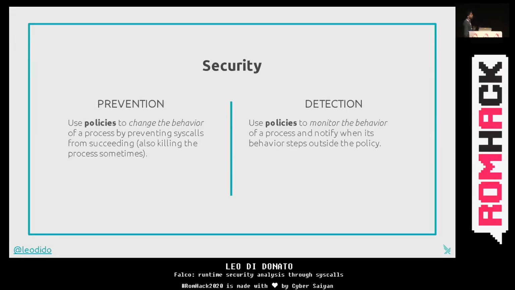Tools in this category usually change the behavior of a process by preventing system calls from even happening, while the policy concept in the other category is a bit different. The concept there is to define some policies, to monitor the behavior of processes, and be notified when they step outside so that you can take countermeasures then.